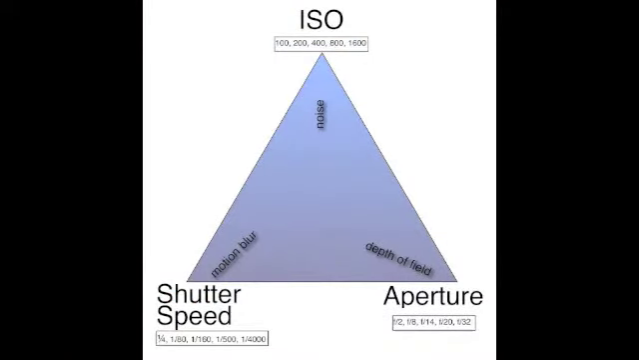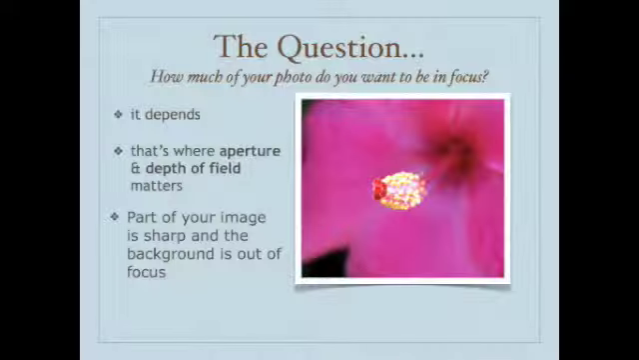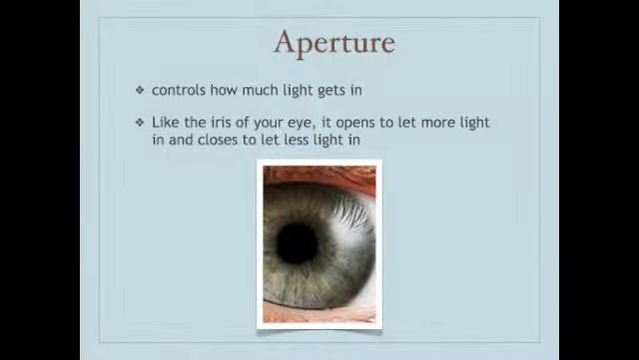Aperture is just one of the points on the photography triangle. ISO and shutter speed are the other 2 points, and we'll be talking about those in future episodes. So when we're talking about aperture and depth of field, we're really asking how much of our photo do we want to be in focus? Well, it all depends. In this hibiscus, I wanted that very tip of the stamen to be in focus, but the rest blurred out. And that's where aperture comes in.